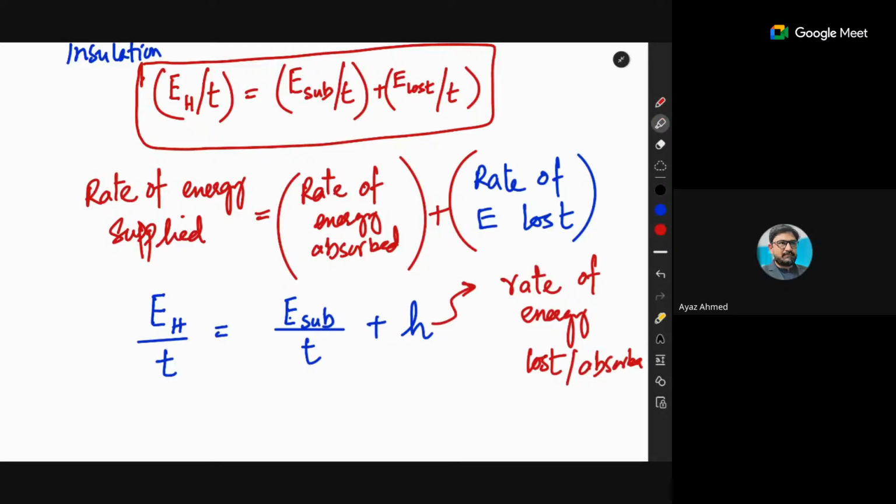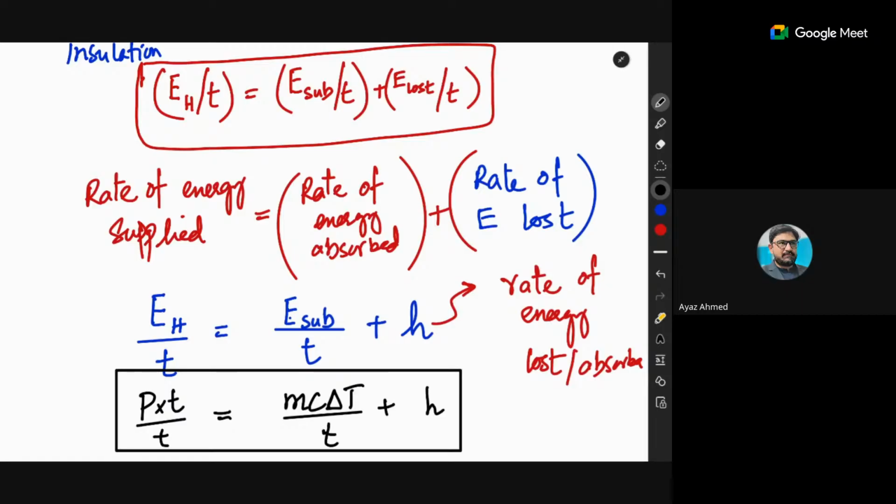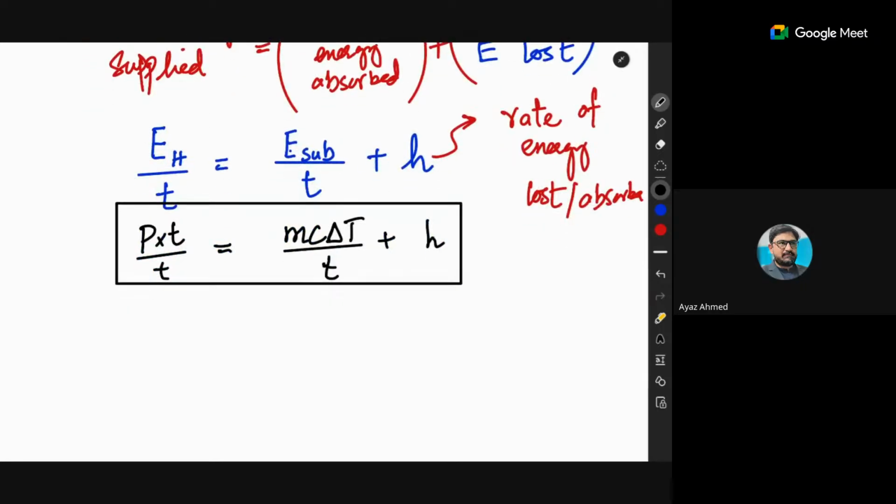So if I say that this is basically power into time divided by this t, equals mc delta t divided by this small t plus h. So this is that equation which will guide you to calculate the specific heat capacity of this setup while you have some significant heat losses to the surrounding. Now, to avoid that, what do we do? This heat loss is eliminated mathematically. Now this H is eliminated.